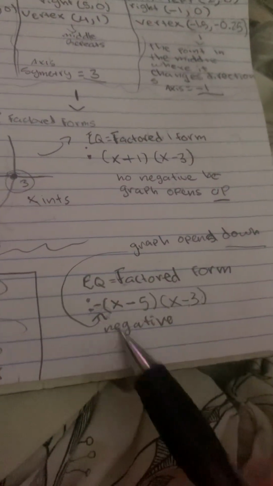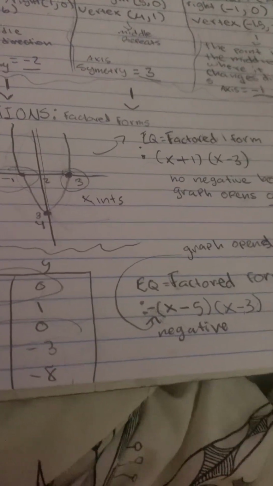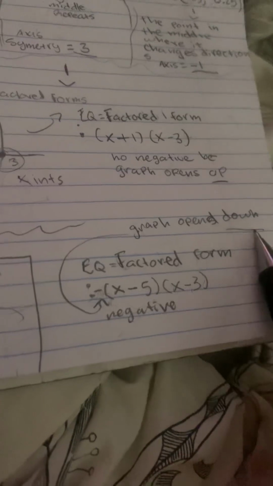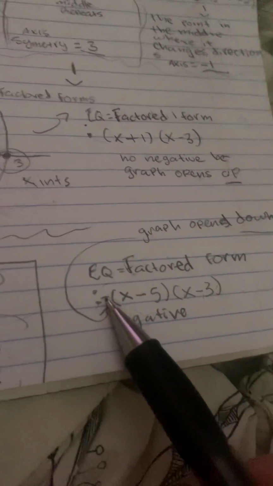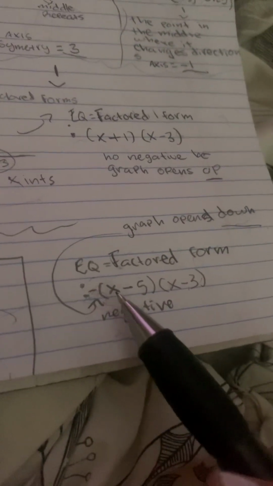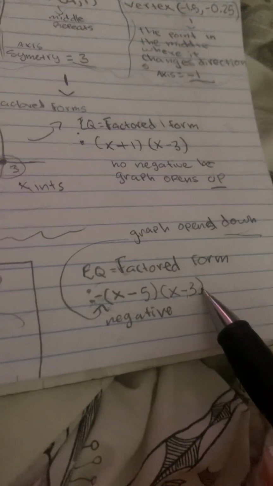And then on the table, I did a very simple table. Then if you plug in these numbers on Desmos or something, it would open down, and the equation is in factor form. Then the equation would have a negative on the front because it opens down. Negative x minus 5, then x minus 3. And that's it.